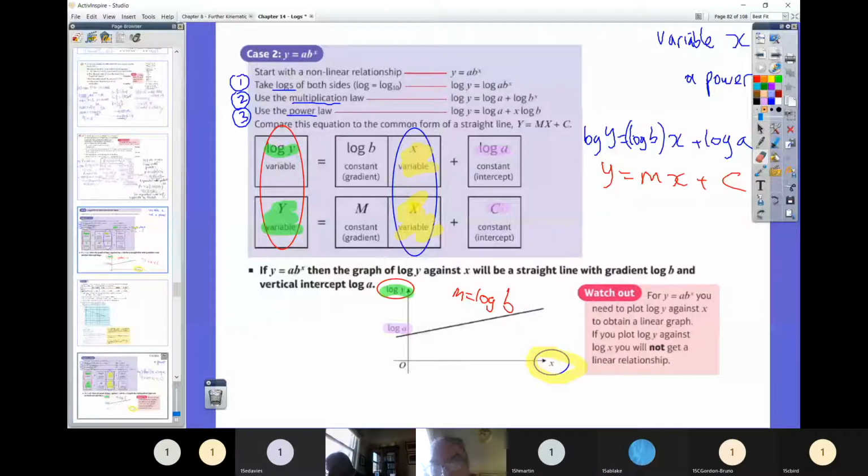So what are we saying here? Our y-axis is now log y, as it was before. Our x-axis is now just x. It's not log x, it is x. With this case 2 scenario, our y-intercept c is log a, I think that was as before. And our gradient, our m, is log b.